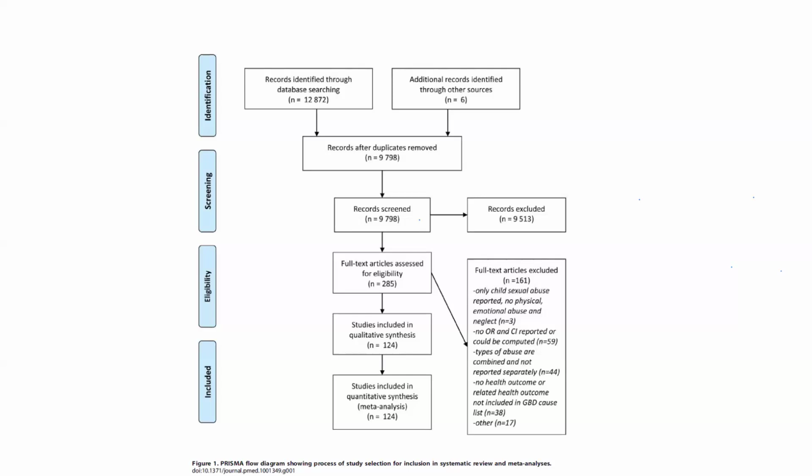So, full text articles excluded: for instance, only child sexual abuse, no physical or emotional abuse, all those. Why we did it, we just put it there. So that's how, starting from 12,872 studies, we come down to 124 studies only. This shows the process we have gone through, a systematic way of looking at the literature.